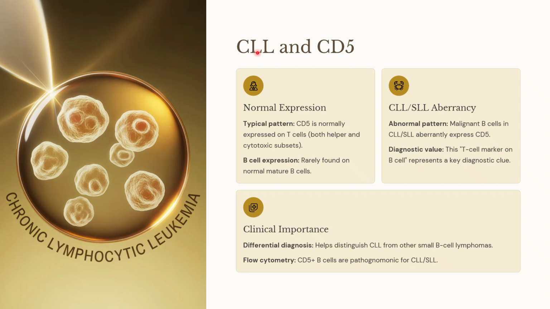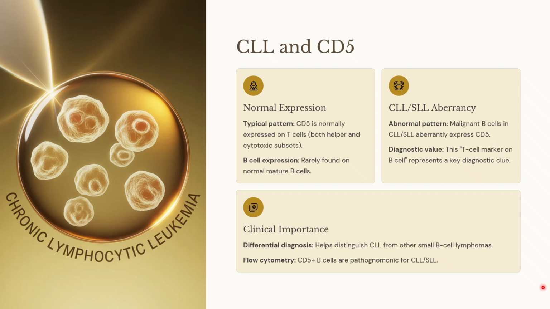Now let's turn to CD5. Normally, CD5 is a T-cell marker. It is expressed on both helper T cells as well as cytotoxic T cells, CD4 and CD8. CD5 is rarely found on normal mature B cells. But here's the key. In chronic lymphocytic leukemia or CLL, the malignant B cells aberrantly express CD5. In other words, they inappropriately display a T cell marker.